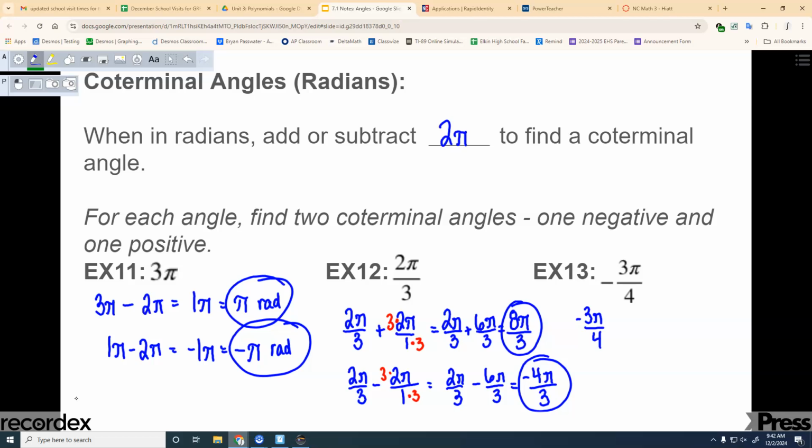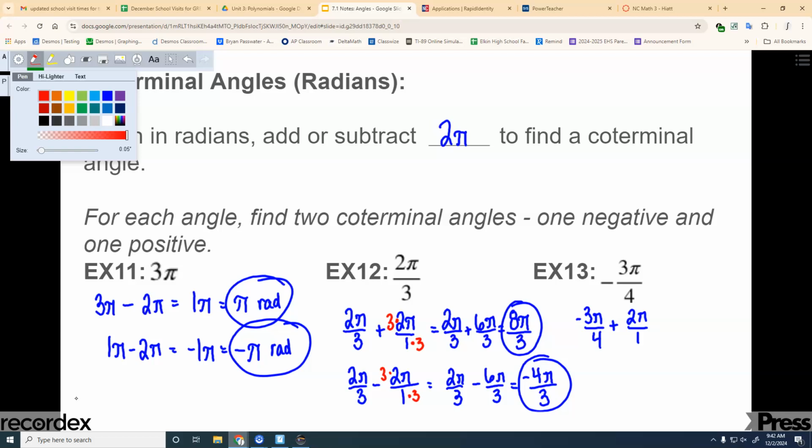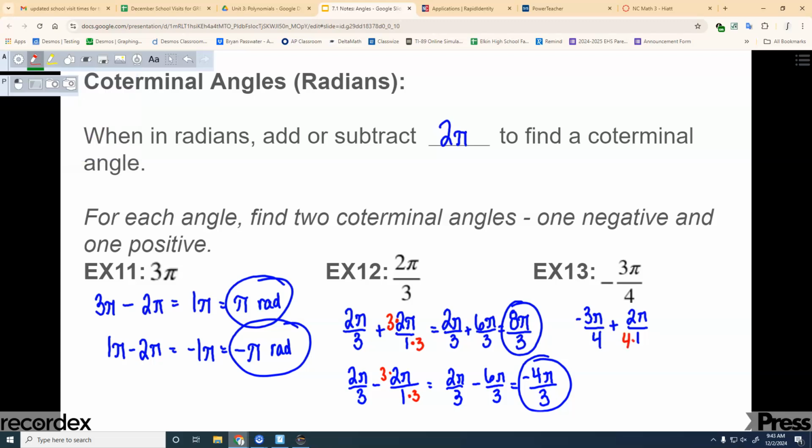Okay, so for the first one, we would have to add 2 pi, which is like 2 pi over 1. Victor, what do we have to do so that we can add those together? We have fractions. What has to be the same before we can add them together? The bottom has to be the same. So what could I multiply 1 by that would give me the 4 over here? I could multiply by 4 on top and bottom right here. And so that will give me negative 3 pi over 4 plus 8 pi over 4. And so when I do negative 3 pi plus 8 pi, what will I get, Victor? Five pi, and then the denominator just stays the same. So I've got 5 pi over 4.